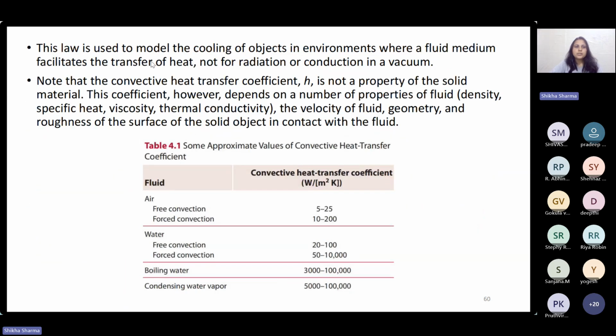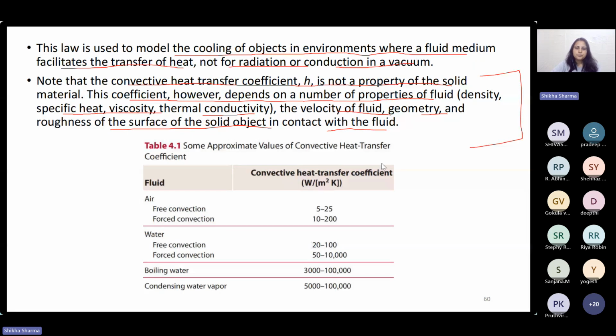This law is used to model the cooling of objects in environments where a fluid medium facilitates the transfer of heat, not for radiation or conduction in a vacuum. The convective heat transfer coefficient h is not a property of the solid material. This coefficient depends on a number of properties of the fluid: density, specific heat, viscosity, thermal conductivity, and the velocity of the fluid, as well as the geometry and roughness of the surface of the solid object in contact with the fluid. So h depends on all these parameters.